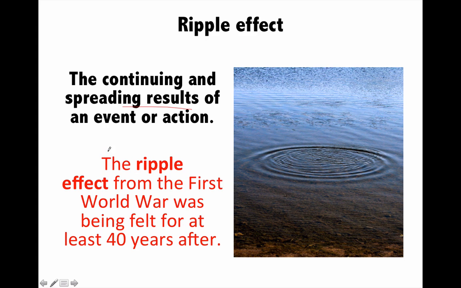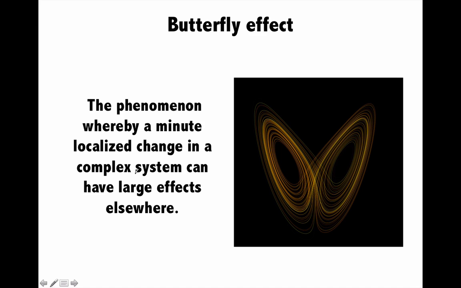They are used interchangeably. For example, the ripple effect from the First World War was being felt for at least 40 years after. After the World War, all the politics and global international relations were a product of the First World War. They were a result of it. There were huge repercussions of the First World War, and it changed the way the world existed. Next is the butterfly effect. It also means the same thing. Butterfly effect is also called chaos theory.